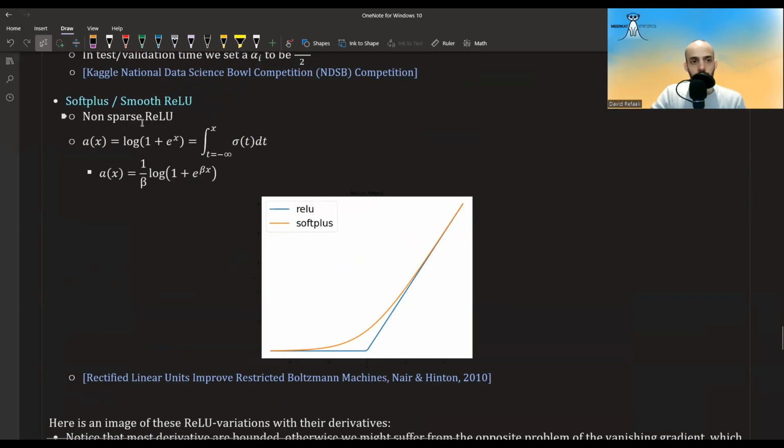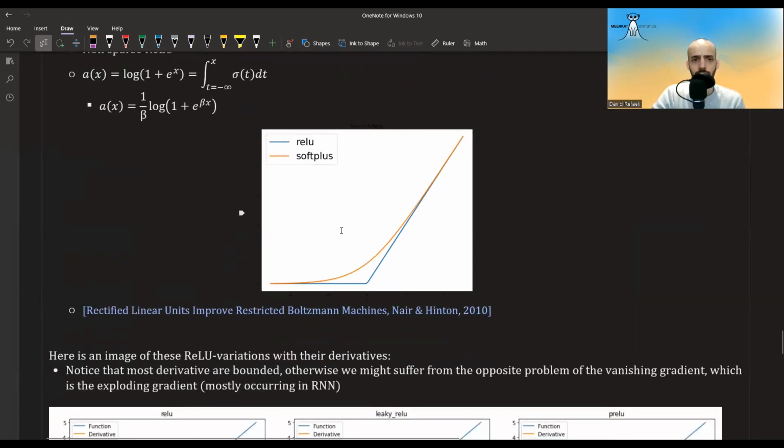Okay, the final version of the ReLU that we will look at is called Softplus, also known as smooth ReLU. This is how it is defined. It's also equal to the integral of a sigmoid function from -infinity to some value x. There's a more complicated version of it where you also add some parameter like a beta, and you multiply it by 1 over beta. This is how it looks.